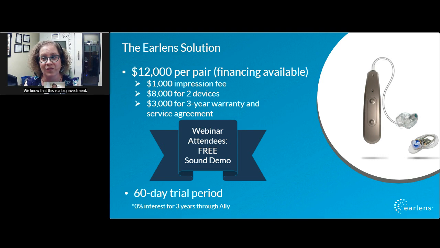So this is all what goes into the Earlens solution. We know that this is a big investment, but we also know from our patients, from my first patient, that Earlens is truly life-changing. And we are so confident in the Earlens revolutionary technology that we are offering a 60-day trial period to ensure that Earlens is the right fit for you. We do this so you can experience and hear firsthand the difference Earlens will make in your life. The great news is that this price does include all of your service visits and the repair warranty for 3 years.